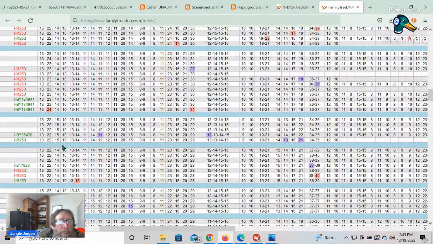So you have all these different places. This is what you get when you take a Y-DNA test. You get this series of numbers. These are comparing one person with another person. These are all different people here. Each one is an IM253, but they're different lineages or branches, but they're all IM253.